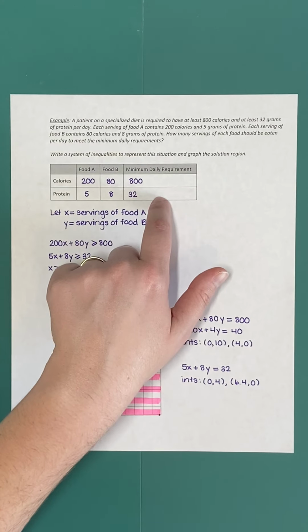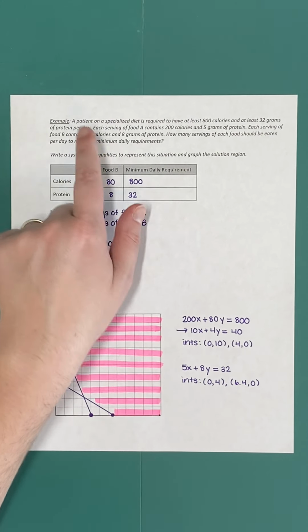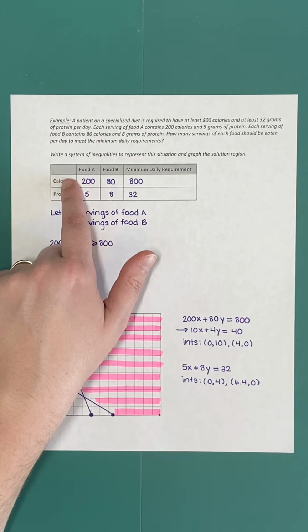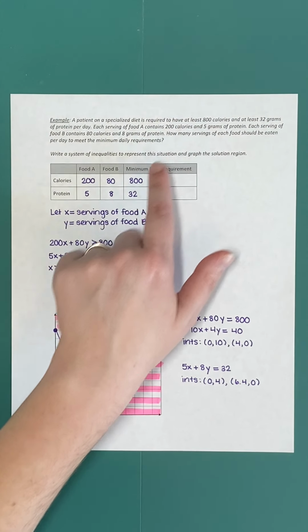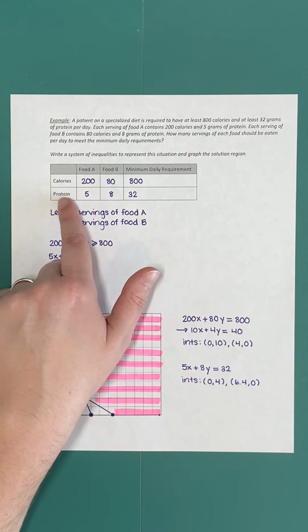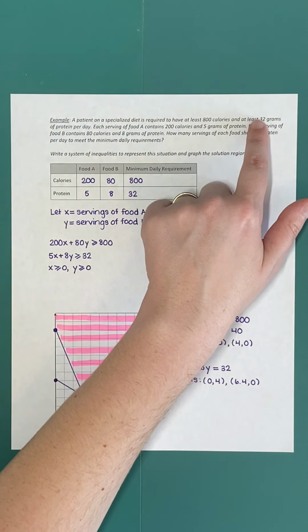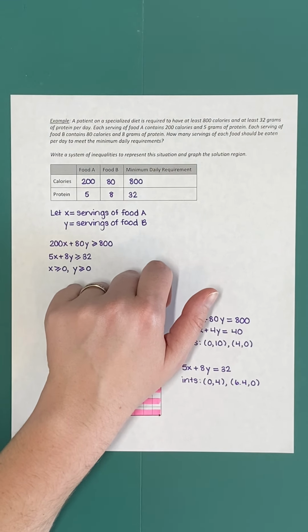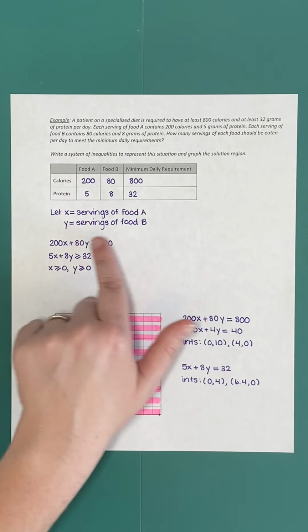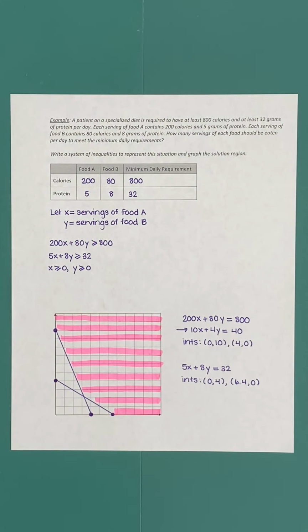The last column represents those minimum requirements for this particular patient. So we know the total amount of calories needs to be at least 800, and the total amount of protein needs to be at least 32 grams. So we have all the information that we were given organized in table form. Now we need to think about what we want to know. The question was, how many servings of food A and how many servings of food B should be eaten in order to meet these requirements of 800 calories and 32 grams of protein?